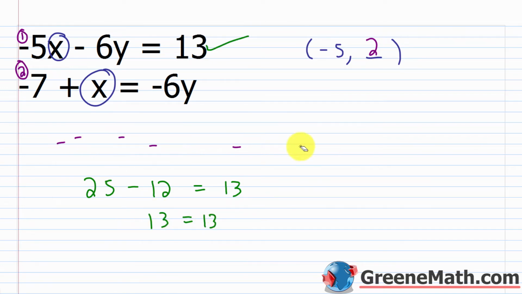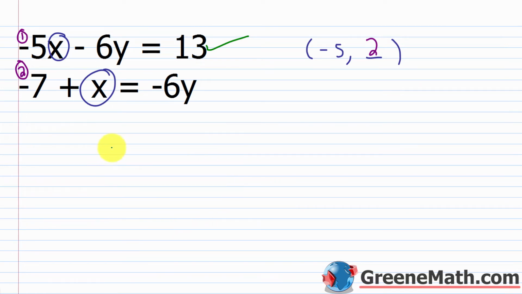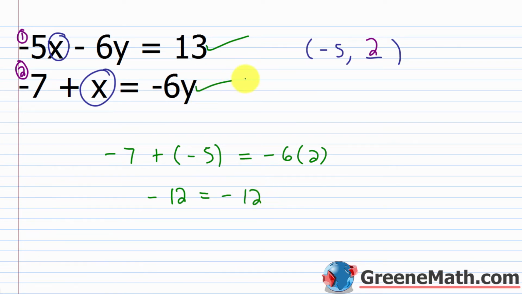All right, in the next one, equation number 2, we've got negative 7 plus, for x I've got negative 5, and this should be equal to negative 6 times 2. Negative 7 plus negative 5 is negative 12, and this equals negative 6 times 2 is negative 12 as well. So it works out here also. So this ordered pair negative 5 comma 2, or an x value of negative 5, a y value of 2, is our solution for the system.